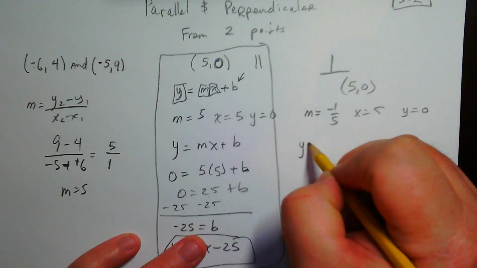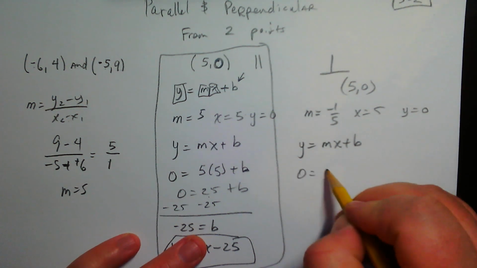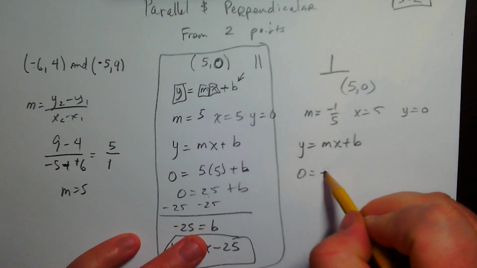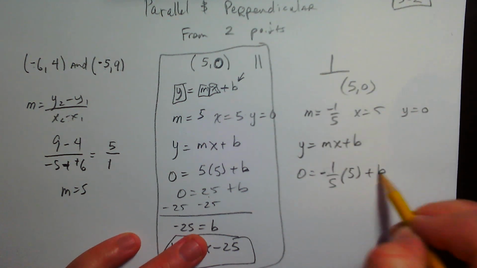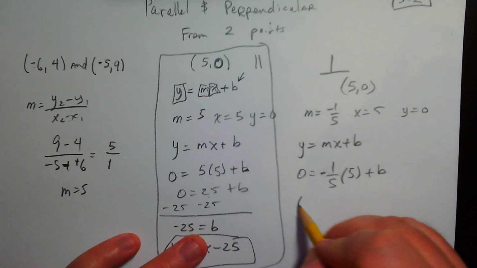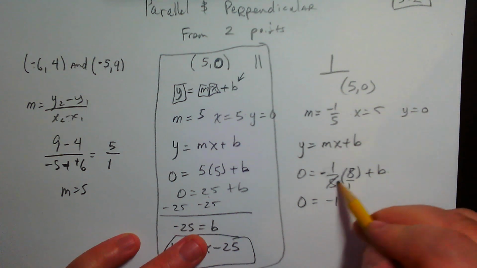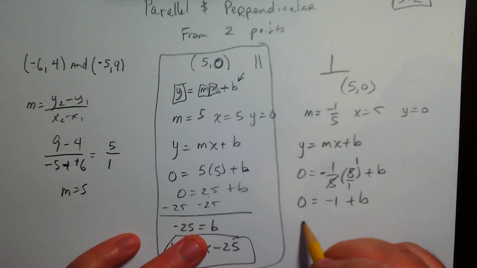So formula, right? Plug it in. Sorry, m is negative 1/5. X is 5. So plug it in, then simplify. It's negative 1. 5 goes into 5 one time. Negative times positive is negative. So b is positive 1.